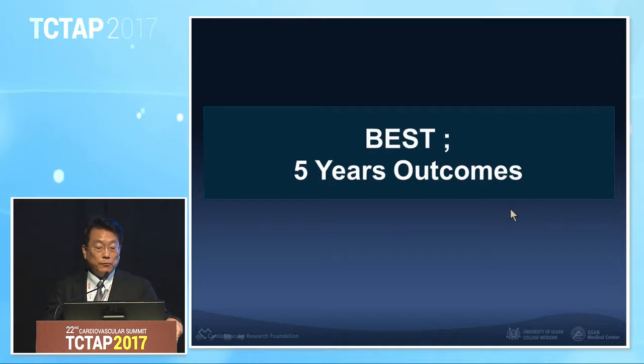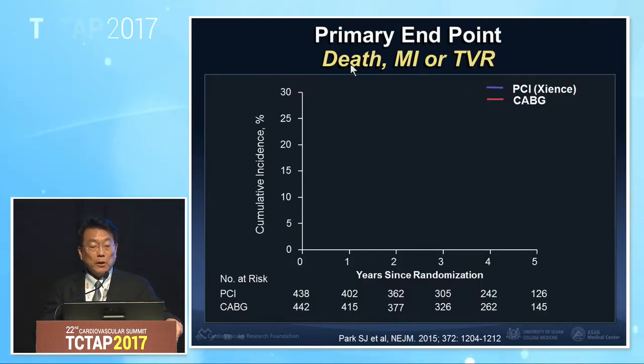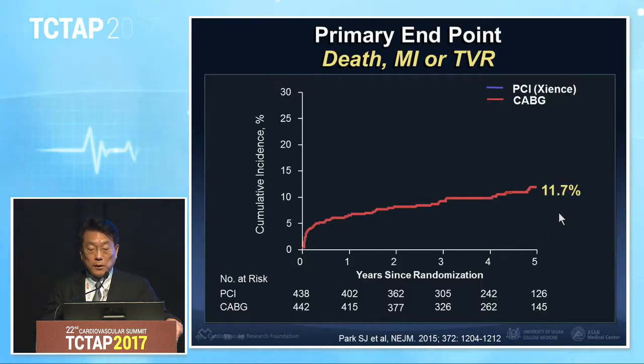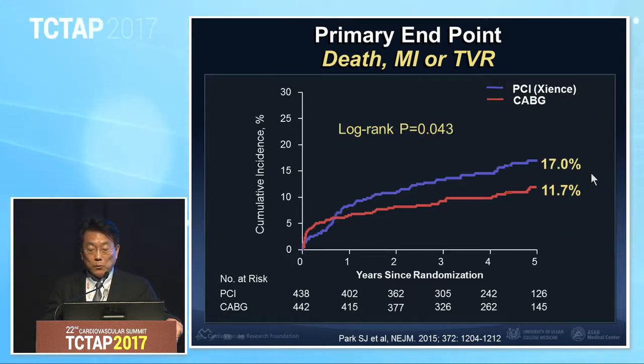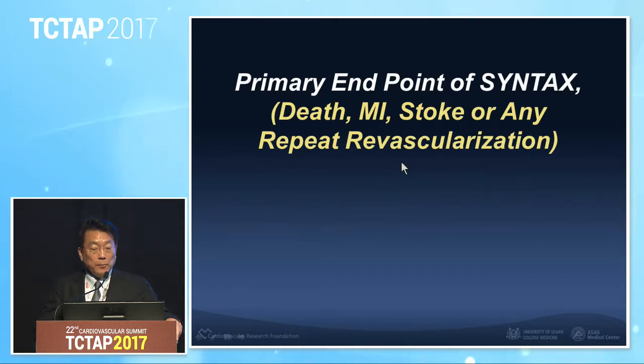So if you look at the BEST 5 years outcome, primary endpoint death, MI, TVR, bypass surgery is 11.7%, and PCI with the Xience, second generation drug-eluting stent, 17%, statistically significantly different. Exactly the same trend as the SYNTAX study. We did not make any better outcomes compared to the SYNTAX.